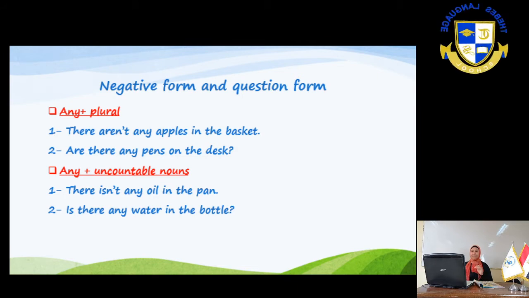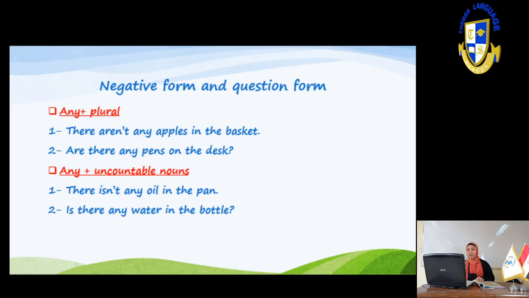The next one is any plus uncountable nouns. The first example here, there isn't any oil in the pan. Number 2, is there any water in the bottle?